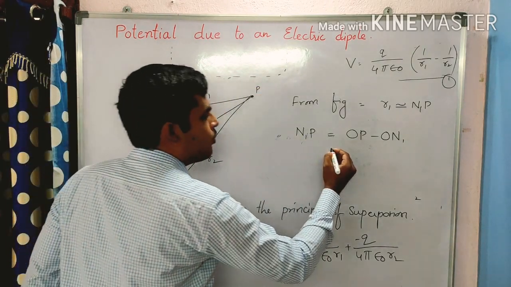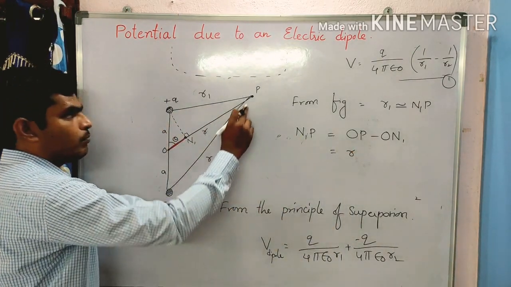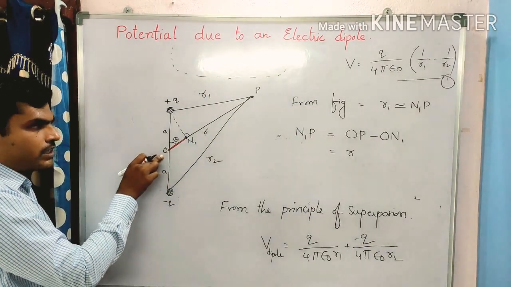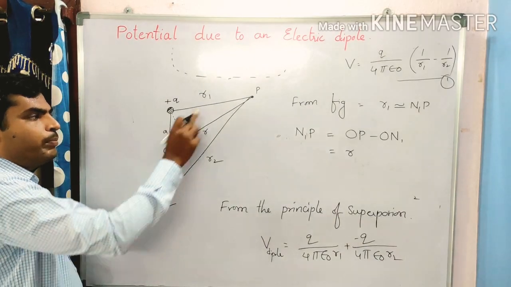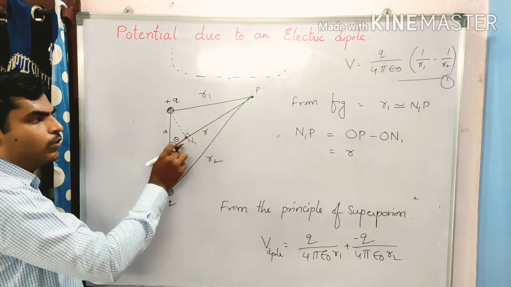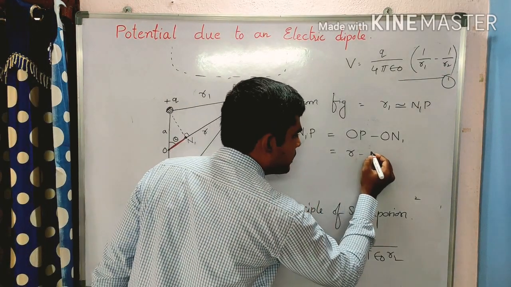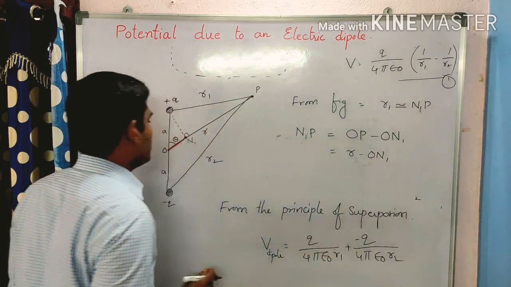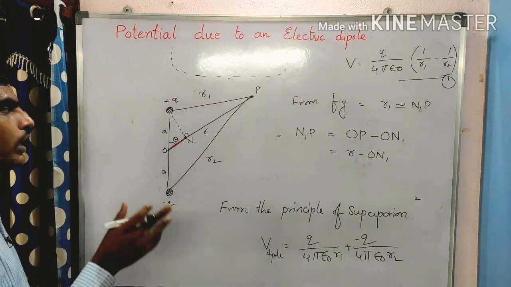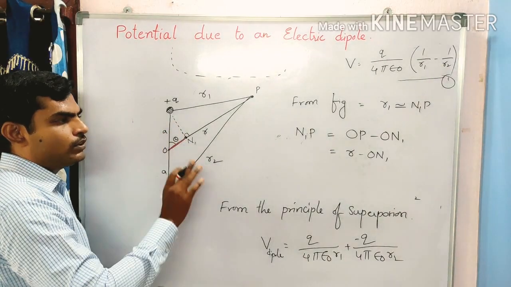What is OP? OP is R. Point P is at a distance R from the center of the dipole. So OP is R, and ON1 I have to find now. So minus ON1. Sorry, I am saying ON dash, it is ON1. N1 normal I have supposed, so it is ON1.